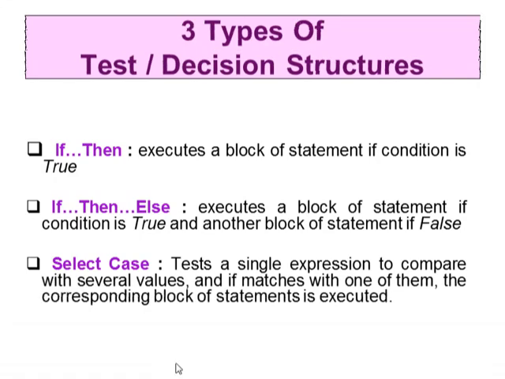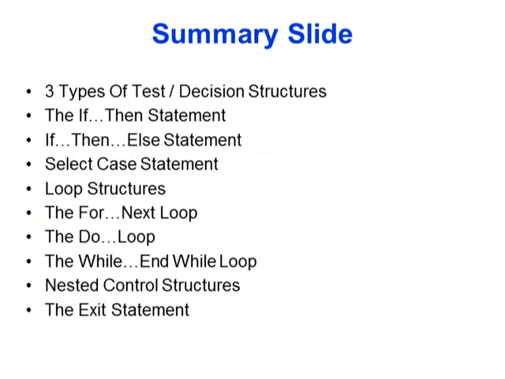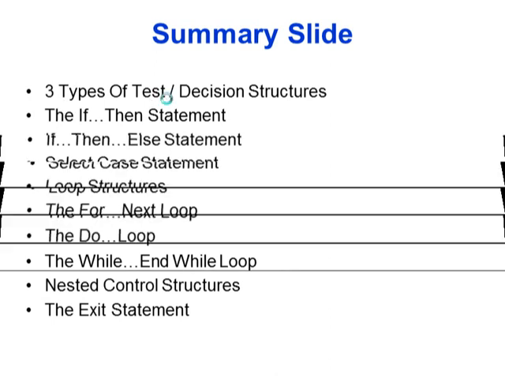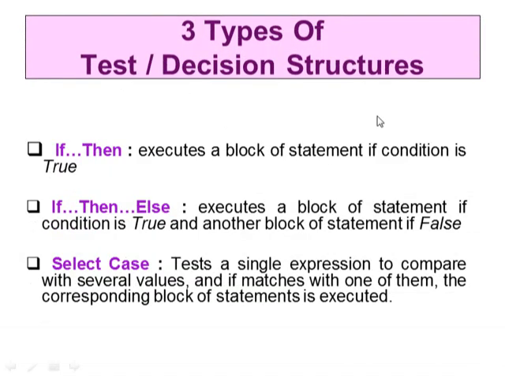Alright, so we'll start off with what we'll be discussing throughout these slides. The first thing we'll discuss is the three types of test or decision structure. The first one is the if then statement, which executes a block of statements if the condition is true. So a simple if means it will execute the code only if the condition is true. It won't do anything if it is false because there is no else part.